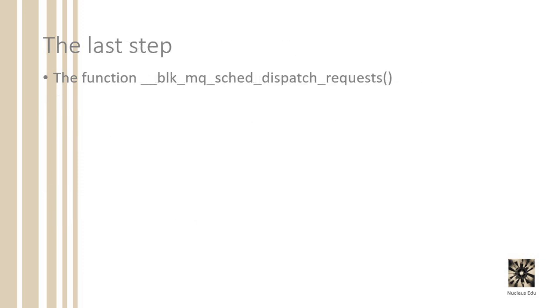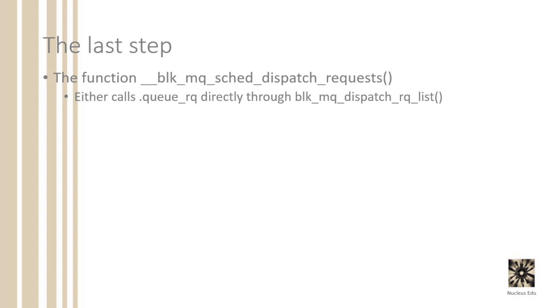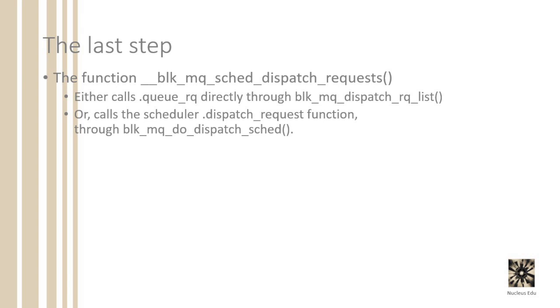Now we're moving into the last steps. So the function that we just discussed either calls .queue_rq directly, which moves the request to the device driver. It calls this directly through this block MQ dispatch request list, or it calls the scheduler's dot dispatch request function, depending on whether the queue is configured with the scheduler or not, and this happens through block MQ do dispatch sched.